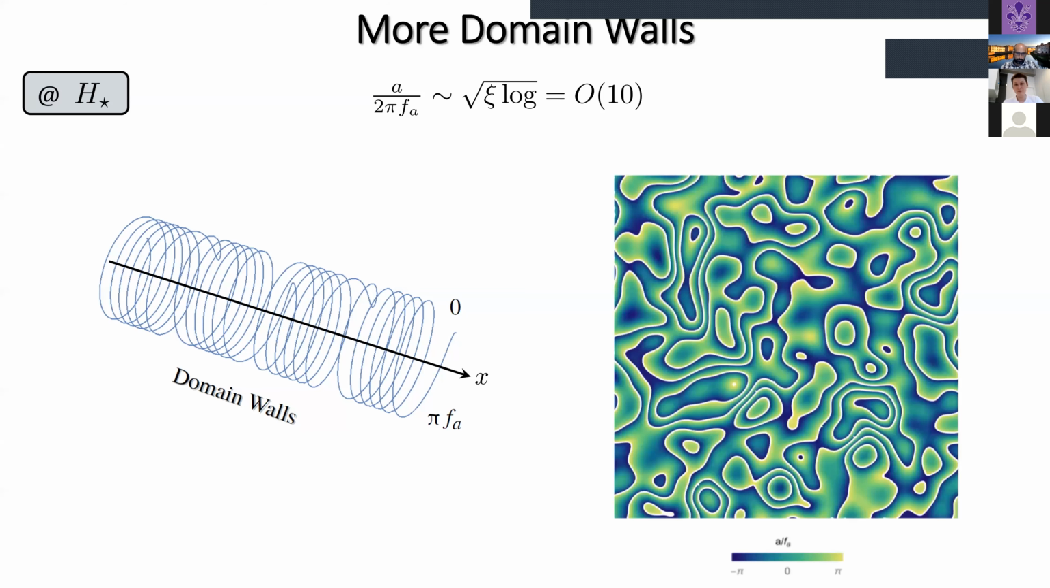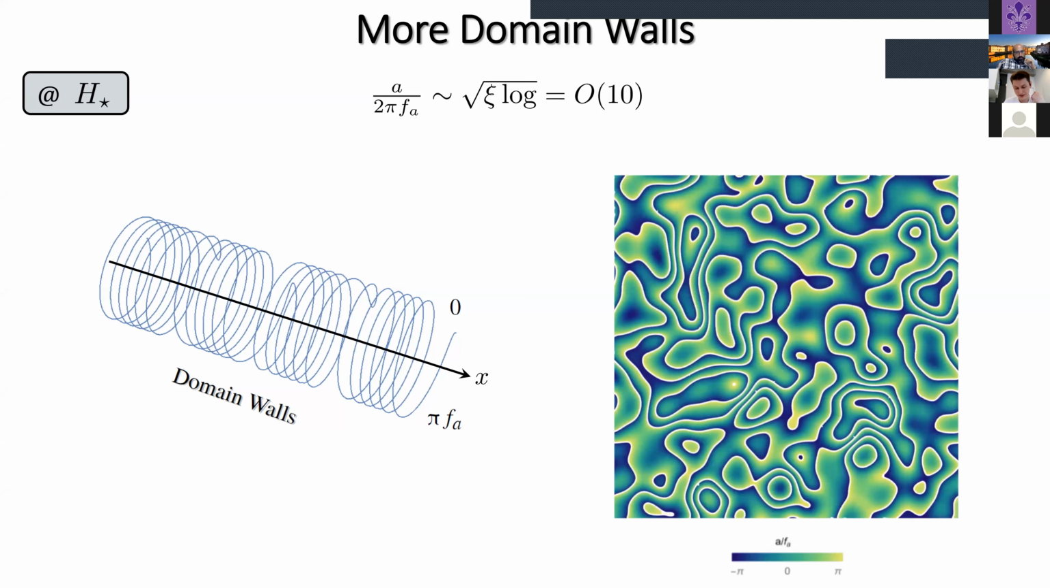So actually at H star, the field looks like this. The waves. Here the field is represented in the domain minus pi to pi. 0 is green, which is the minimum. Pi is yellow, minus pi is blue. In between, the field overtakes one domain, and in between there is a domain wall.